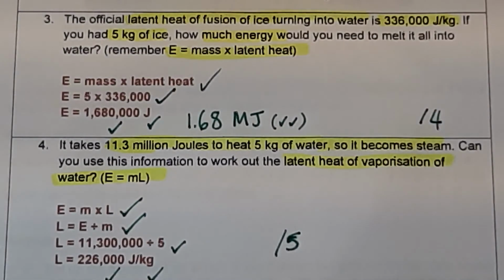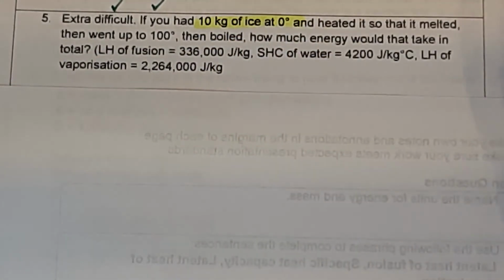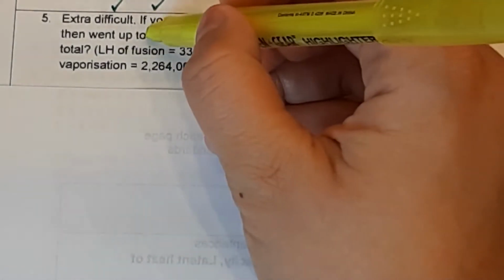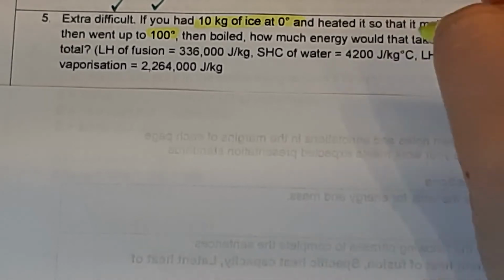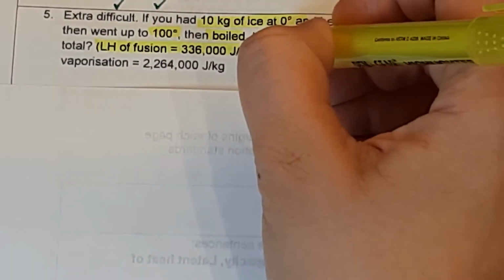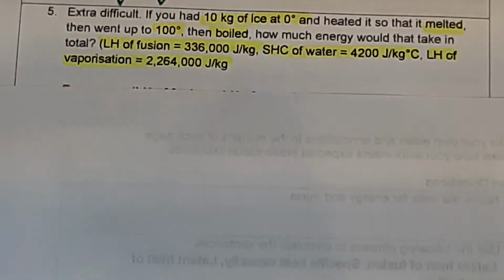Okay, so moving on. So this is the extra difficult question. If you didn't get it, don't worry, that's absolutely fine, but I will explain it for you. So if you have 10 kilograms of ice at 0 degrees C and heated it so it melted and went up to 100 degrees and then boiled it, how much energy would that take in total? So you're melting it and you're boiling it. And the latent heat of fusion, you've given here. The specific heat capacity of water, you're given here. And the latent heat of vaporization, you're given here. So you'll need to take all 3 of these values and apply it. So let's see how we do that.